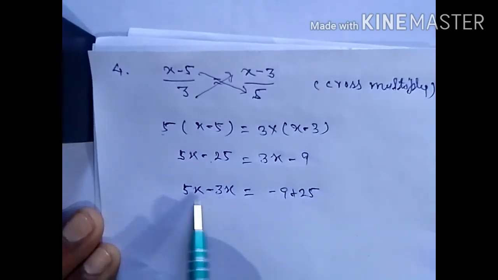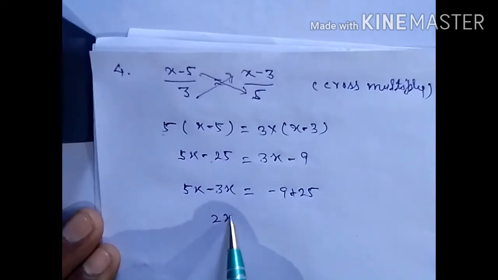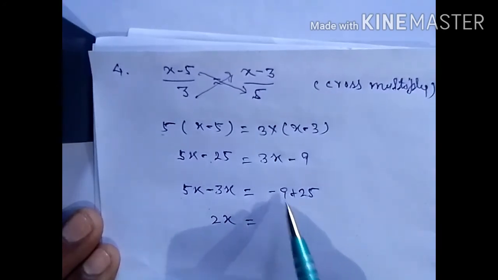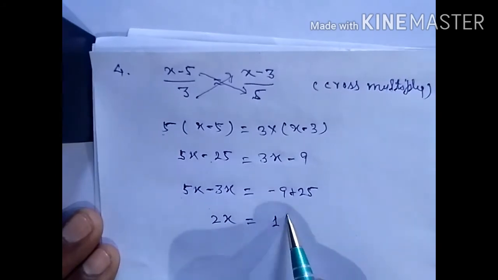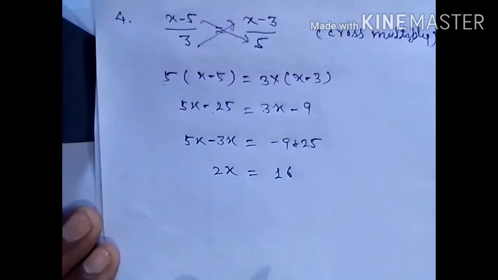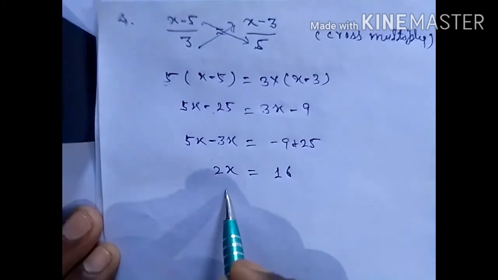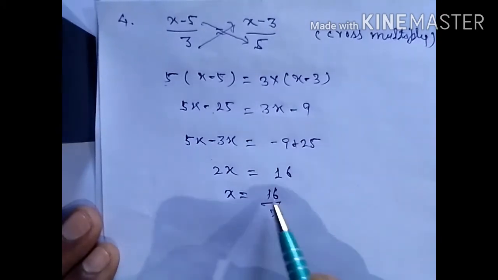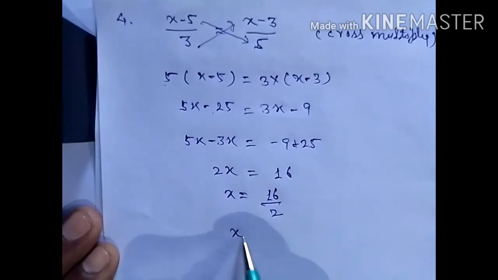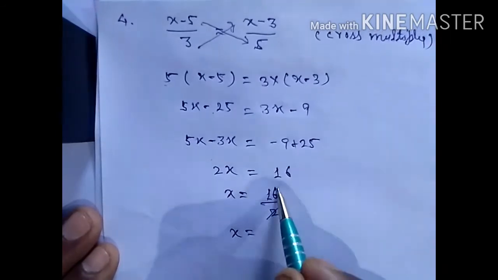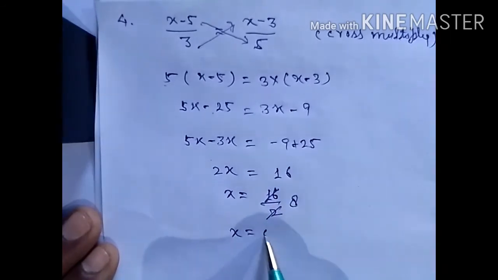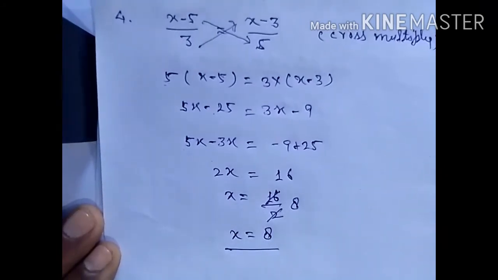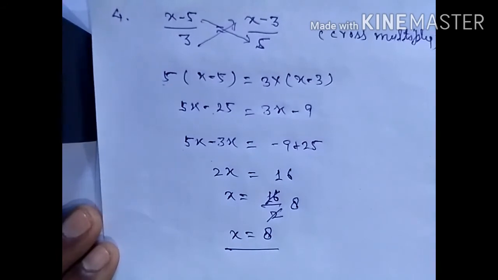So 5x minus 3x, it is 2x is equal to 25 minus 9, it will be 16, student. And now x is equal to 16 by 2. So x is equal to 2 8s are 16, student. So x is equal to 8. The value of x is 8 in this equation, student.